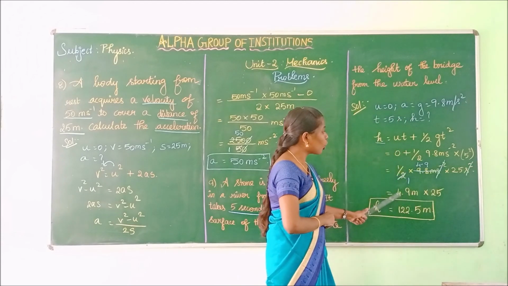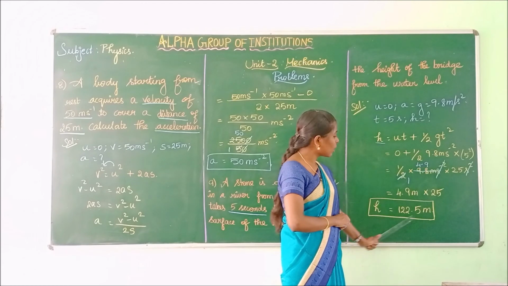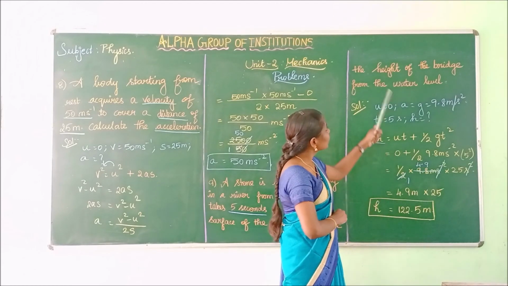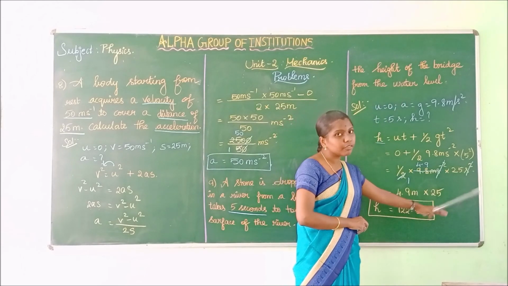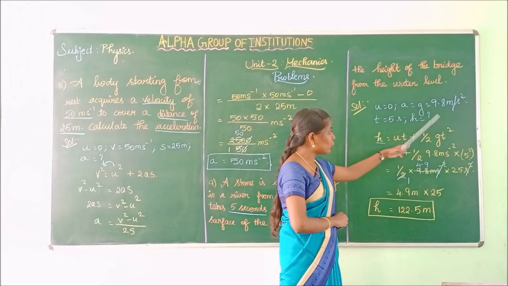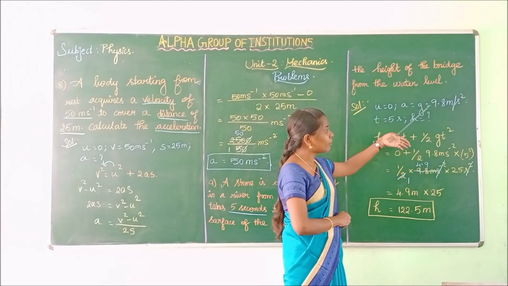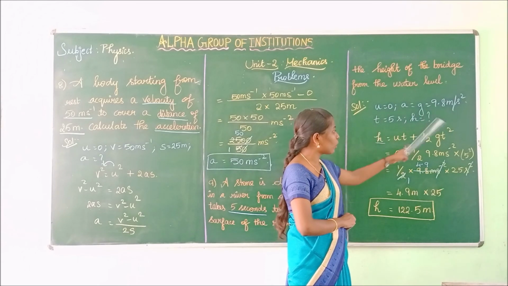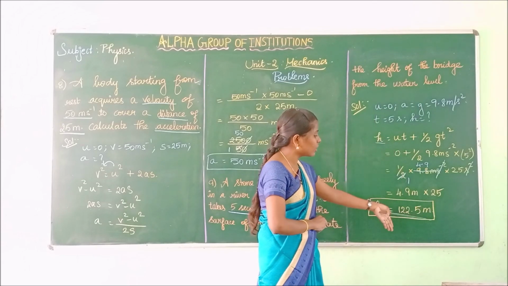Now 4.9 meter into 25. 4.9 into 25 is 122.5 meter. Hence, the height of the bridge from the water level is 122.5 meter. Substitute all the values in this formula. The value for acceleration due to gravity is 9.8 meter second power minus 2, and the value for time is 5 seconds. Hence, the height of the bridge from the water level is 122.5 meter.